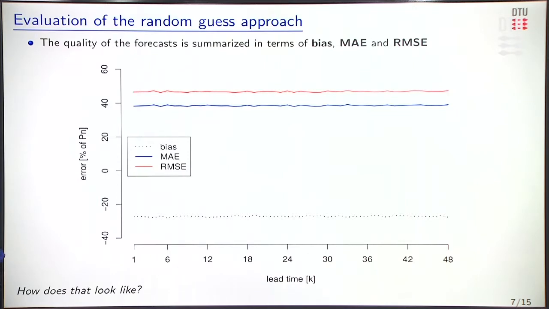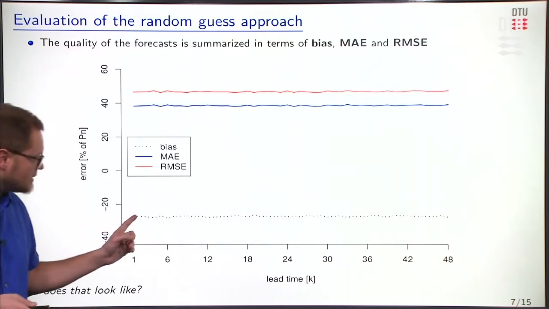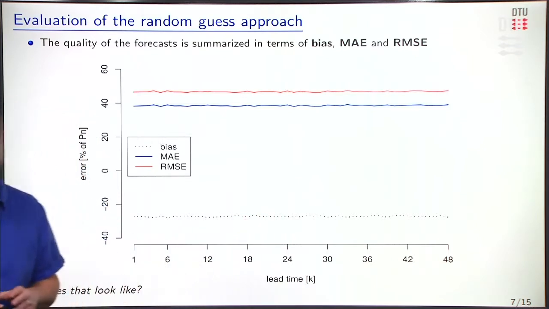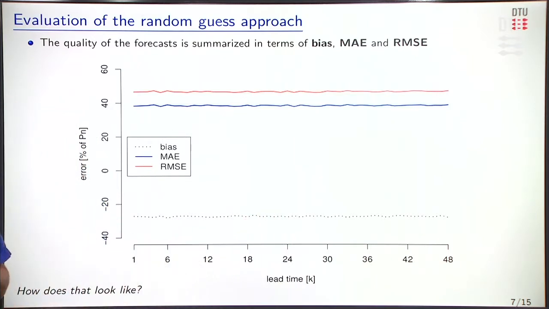Let's look first at the bias. The bias is this flat dotted line here. There is a bias that is significant. Here it's at minus 25% approximately. If you think of it, it's quite obvious.